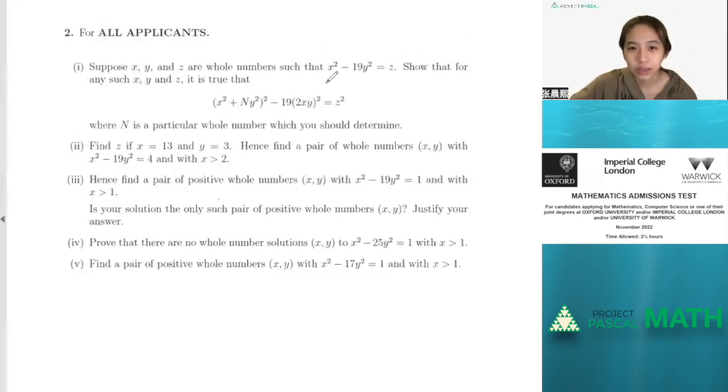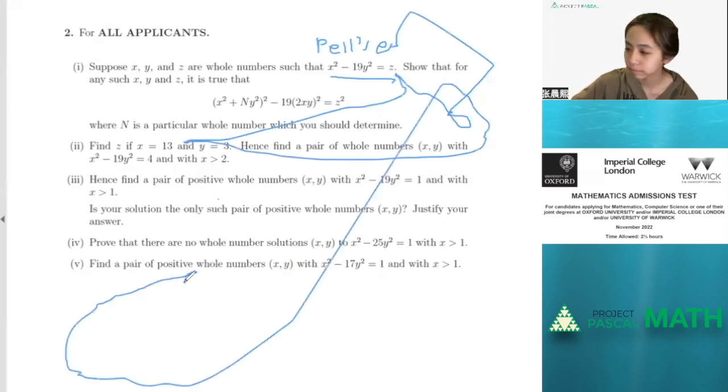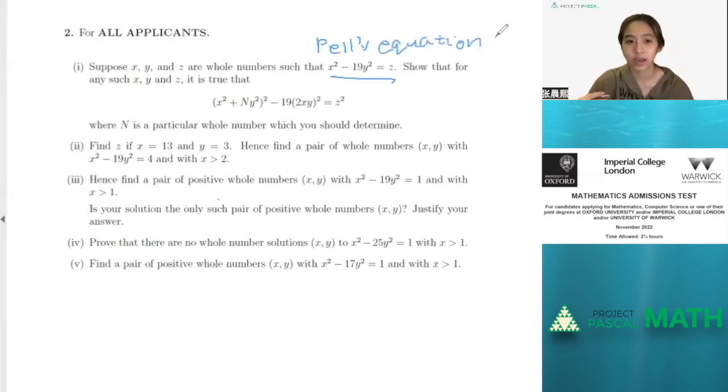Okay, so looking at this immediately reminds you of Pell's equation, which is something more on the Olympiad level. But essentially, it's also using the idea of a recurrence to get your desired solutions.